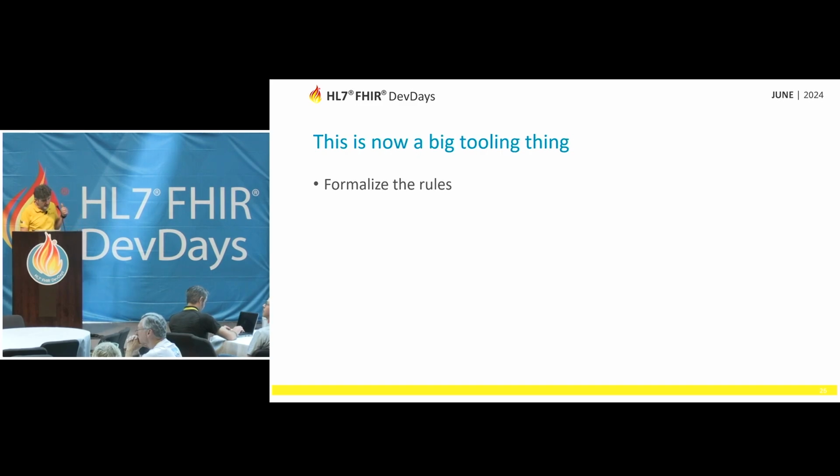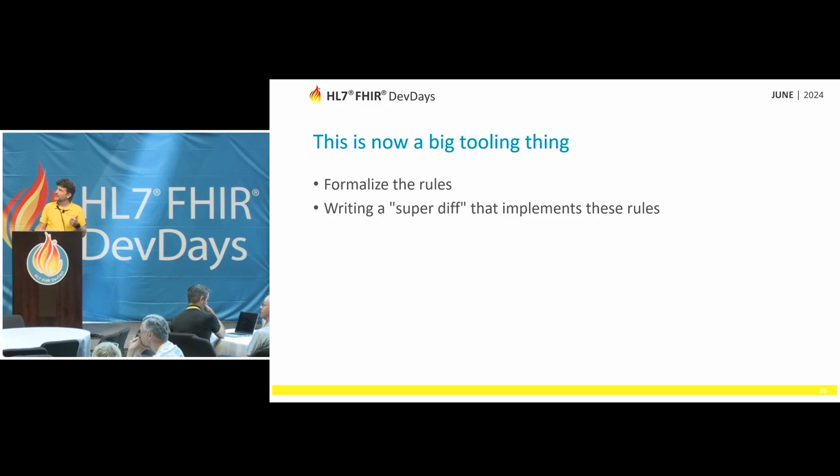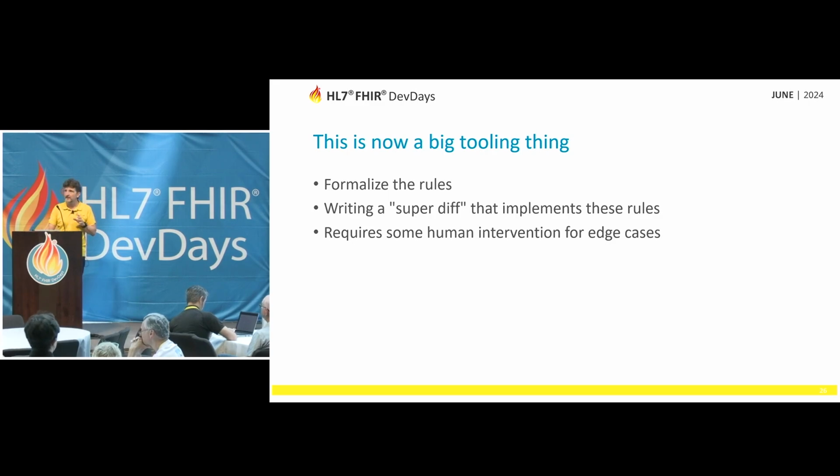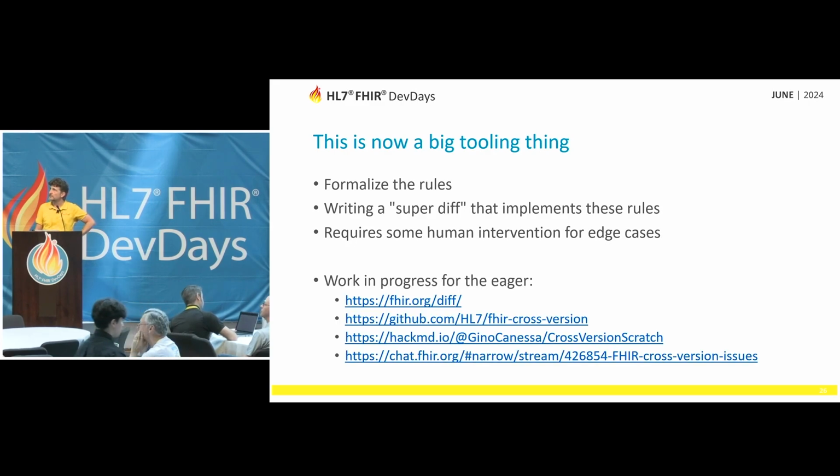So this means that at this very moment, this has turned into a very big tooling thing. A tool that finds out whether there is any difference at all, and then generates it. But that requires that we first formalize the rules on what the difference is. Writing this super diff that implements these rules will require human intervention, because determining whether two codes mean the same thing has all kinds of edge cases. So we need a tool to find out whether something is actually new. And the state of last week is found here.